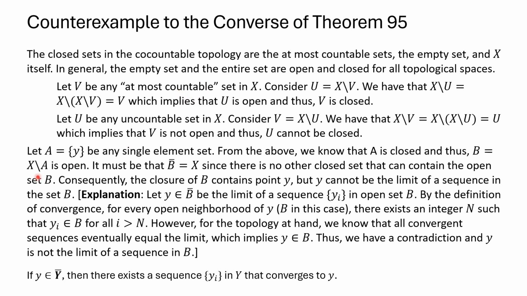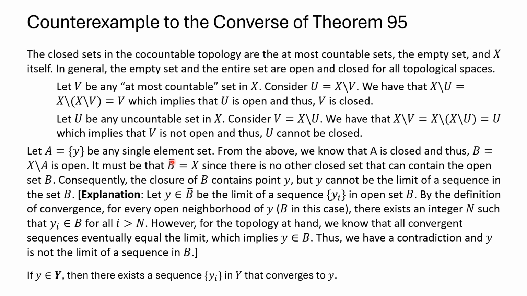Okay, now for the counterexample. So let A equal the singleton set {Y}. And from the above, we know that A is closed. It's at most countable, so it's closed. And thus B, being the complement of A, is open. So this set B is open. It must be that the closure of B equals all of X, since there is no other closed set that can contain the open set B.